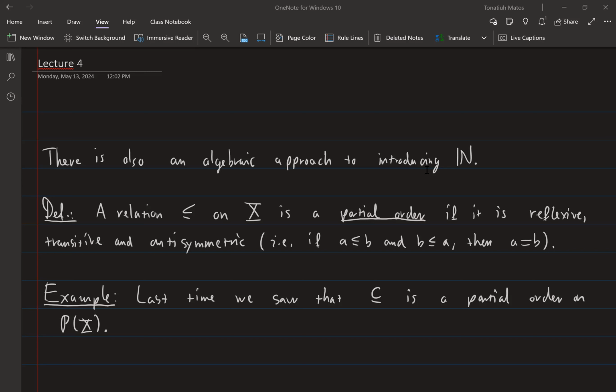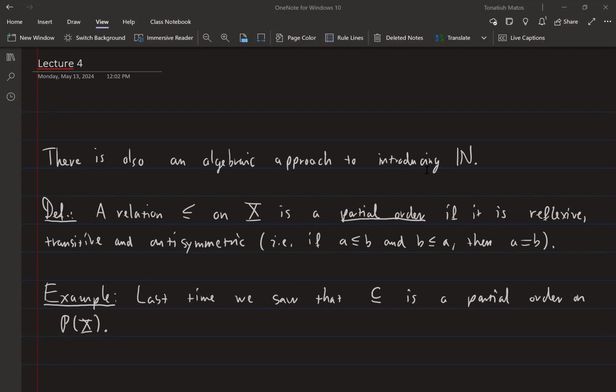Okay, so here's the algebraic approach to introducing the natural numbers. It's the same set, of course, but here I am not worried about the set, about the elements, about the naturals themselves, but rather how they interact with each other in this algebraic setting. So something that I just want to quickly define to you is what a partial order is. This was also defined in the tutorials, but let me just repeat this. So a relation on X, which we denote by a very familiar symbol, the less than or equal to, is a partial order if it is reflexive.